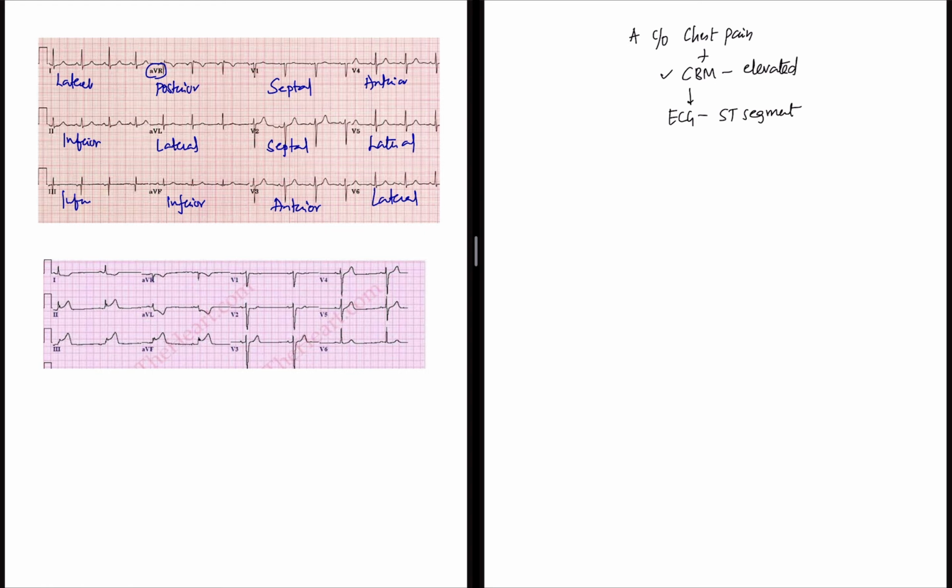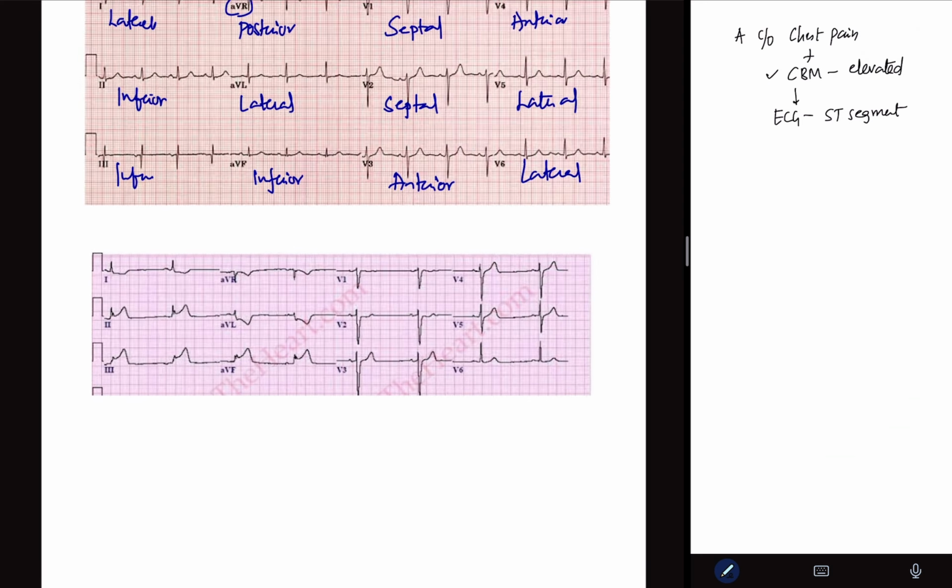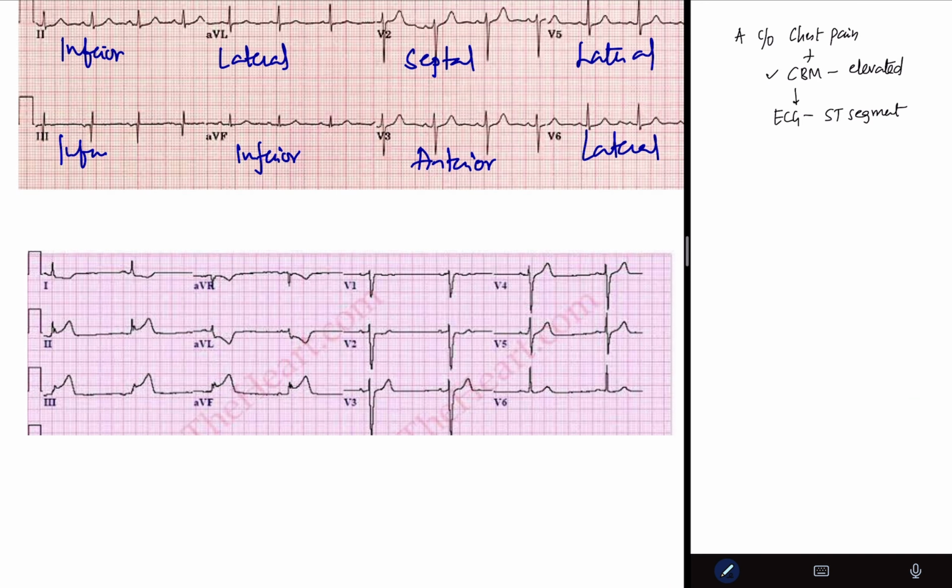Now let's do an exercise here. Just look at this ECG which is shown here. Where is the ST segment located? Let me highlight it. Let me see each and every strip. Lead 1, there is little ST depression. V4 is normal, V5 is normal, V6 is normal, V3 is normal, V2 is normal, V1 is normal.